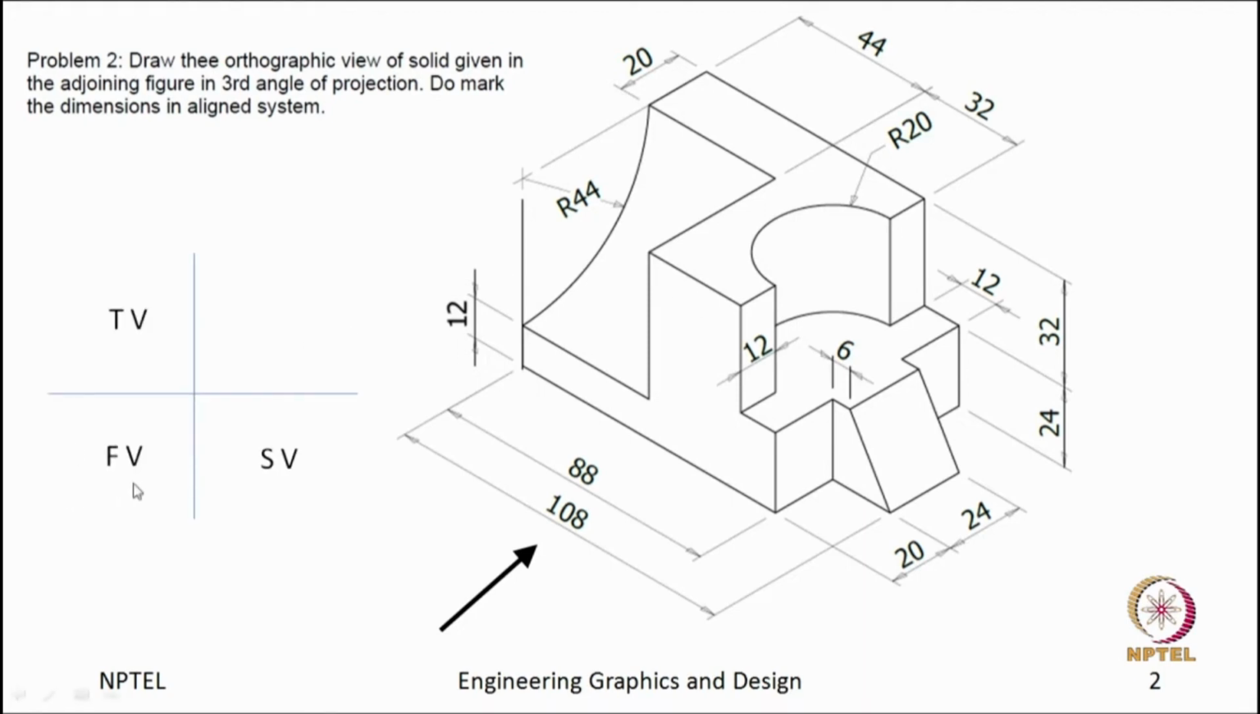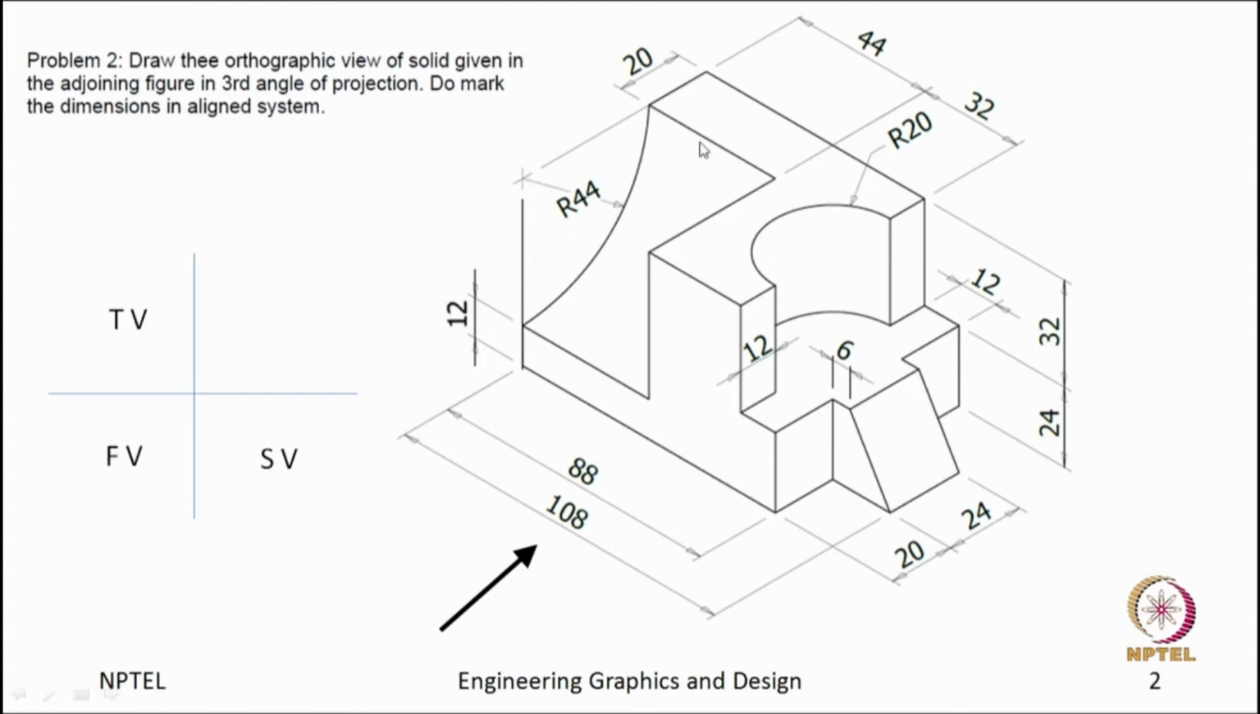In third angle projection, the front view will come here and the top view will be on top of the front view. It is intuitive in third angle projection. Top view will be on top of front view and this is the right side view, so it will be on the right side of front view. This is what I will draw in my drawing sheet.